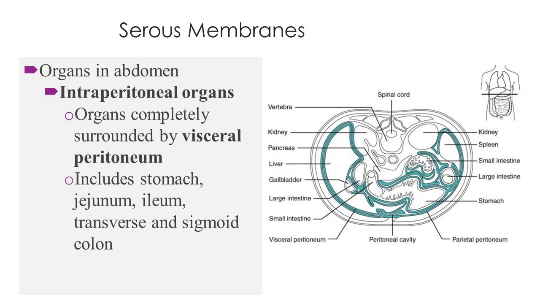With these peritoneum, we're going to see that we have organs that are completely surrounded by a visceral peritoneum, meaning they're inside this peritoneal cavity, and so we call it intraperitoneal organs. And this is going to be important in the anatomy of the abdominal cavity.